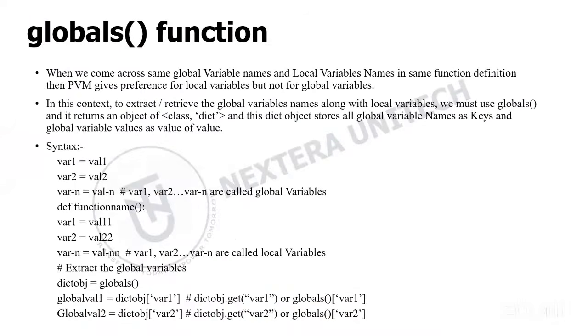So now let us understand the globals function. This globals function is a very advanced topic and you need to understand this very carefully. So your globals function now. This globals function is different from the global keyword, okay? Global is a keyword and this is used to modify a global variable inside of a function. And globals is a different one, which is a function.